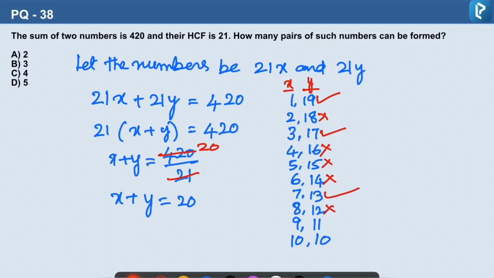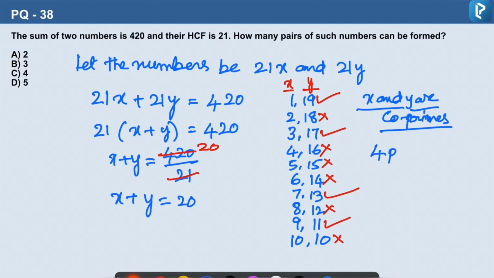8 and 12 are not co-primes. 9 and 11 are co-primes. 10 and 10 are not co-primes. So here x and y are co-primes. So how many such pairs are possible? 1, 2, 3, 4. So 4 pairs are possible here. 4 pairs of such numbers can be formed. So 4 is the correct answer. Option C is the correct answer.